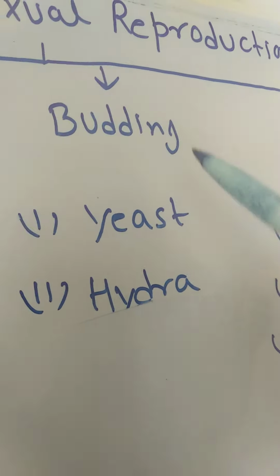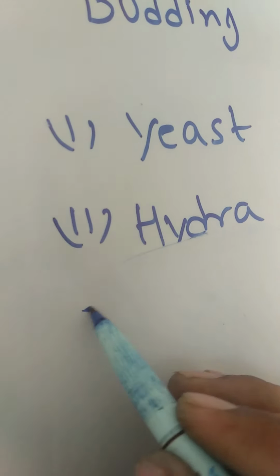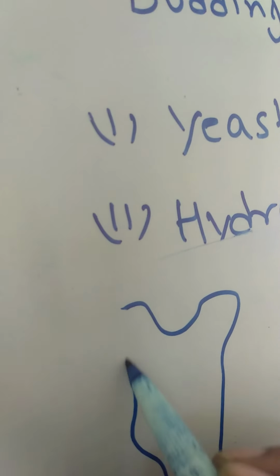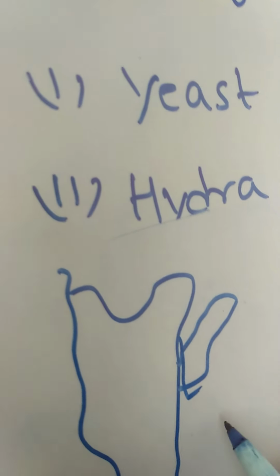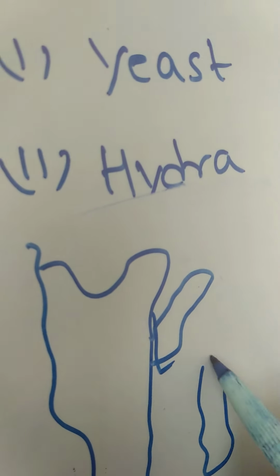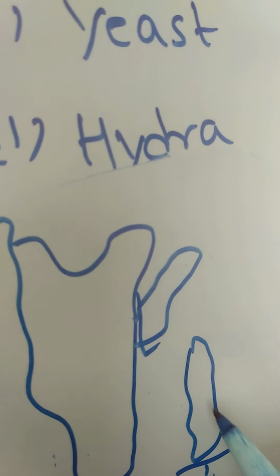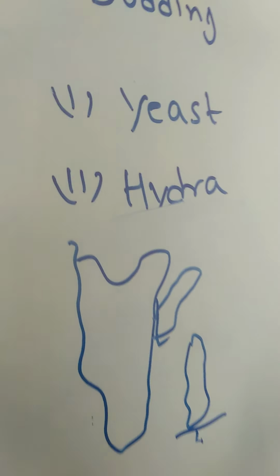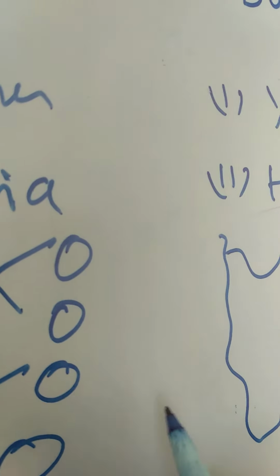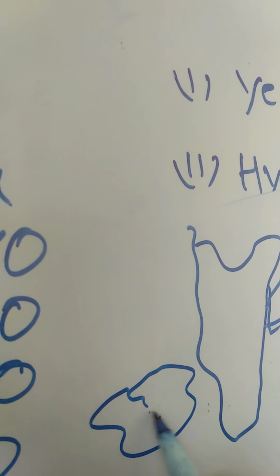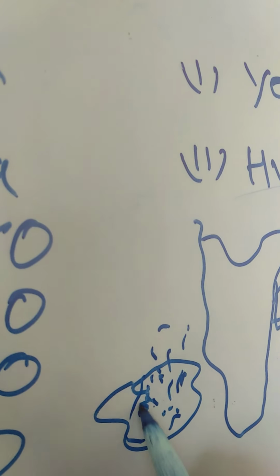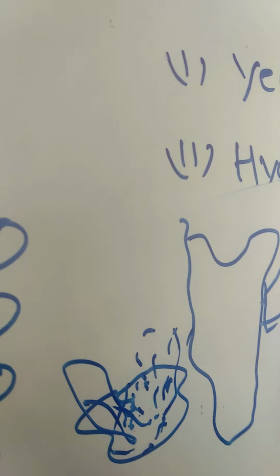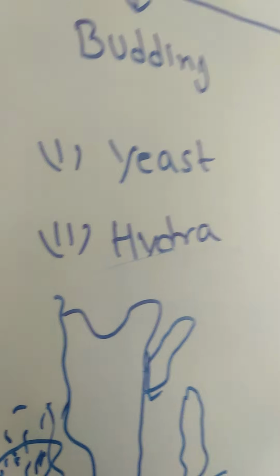Then the third one, budding. What is budding? Suppose this is the diagram of a hydra, and it starts with the formation of a bud. This bud will break off and fall on the soil and again grow into a new organism, that is called budding. Yeast: if you take flour and mix it with water, what will happen? A number of spores will form and it will generate here. This is the spore formation in yeast.